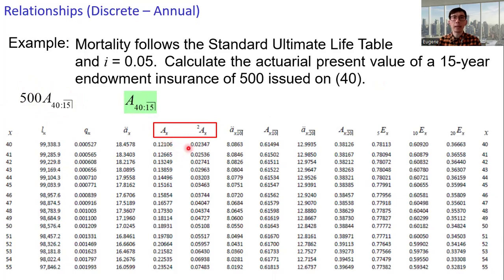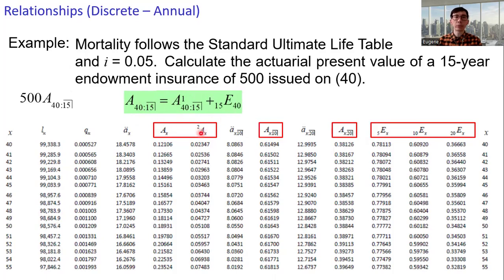Okay, the Ax, and then the second moment, the 10-year endowment insurance, the 20-year endowment insurance, and then the period endowments. A40 colon angle 15 can be expressed as this: a 15-year term insurance on age 40 plus the 15-year period endowment. The 15-year term insurance equals A40 minus 15E40 times A55.